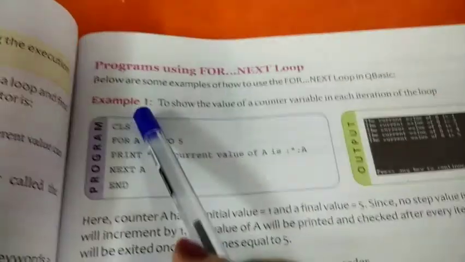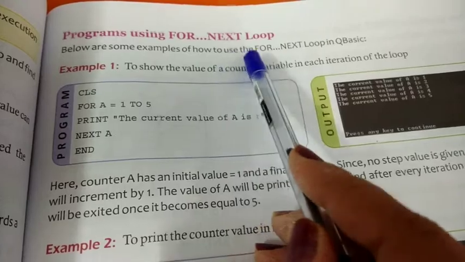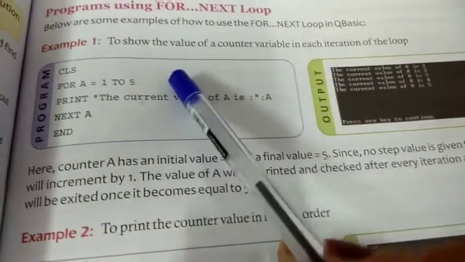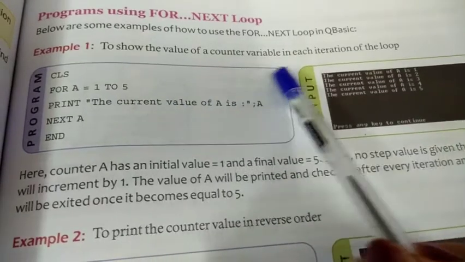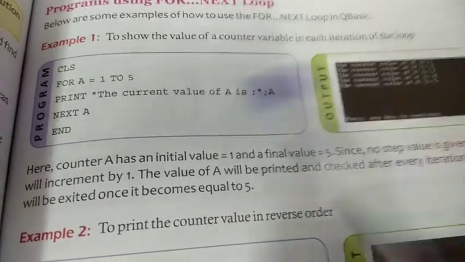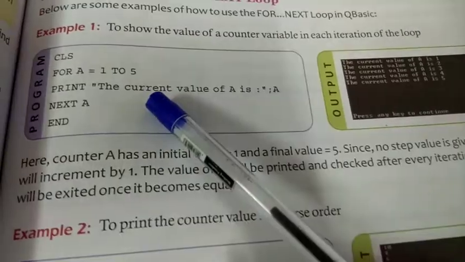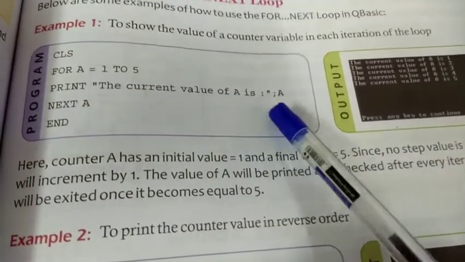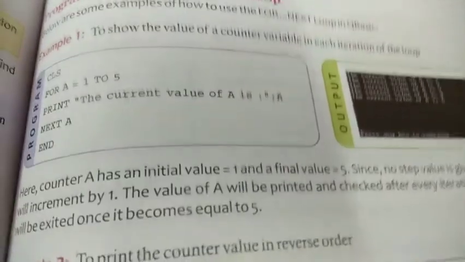Okay, next, students, is programs using the FOR NEXT loop. Below are some examples of how to use the FOR NEXT loop in QBasic. Example one is to show the value of a counter variable in each iteration of the loop. So: CLS, FOR A = 1 TO 5, PRINT the current value of A is A, NEXT A, then END. Okay.